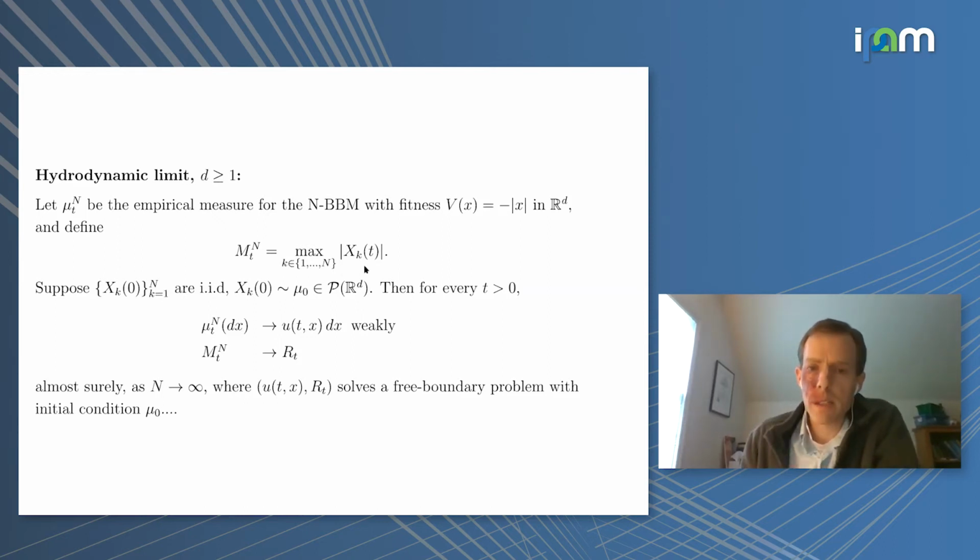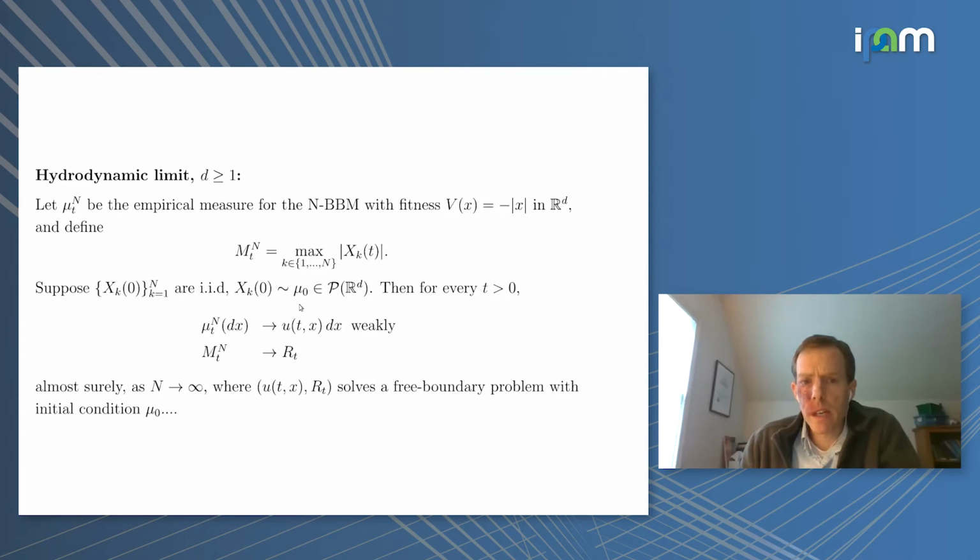So this process has jumps, but only downward jumps, because between the branch times, the particles move as Brownian motion. So the maximum of their moduli is a continuous process. But at the jump times, the extremal particle, the one with maximum Euclidean norm, or least fitness, is removed, and so the maximum makes a discrete downward jump.